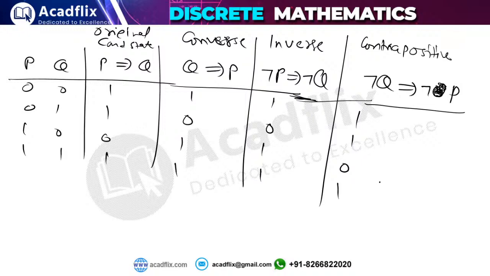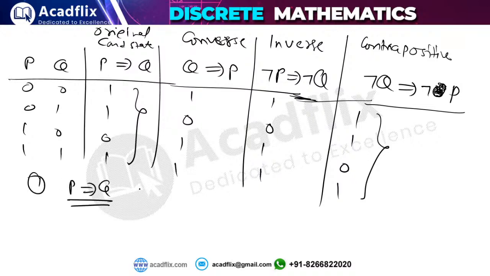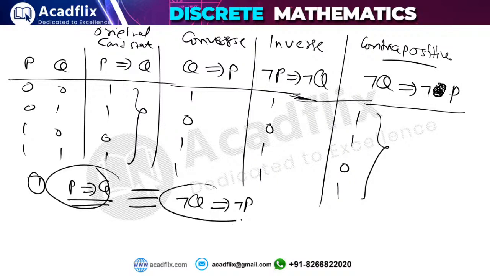Few things you should note. What are the things you should note? If you see the original conditional statement, that is 1 1 0 1, and the contrapositive is also 1 1 0 1. So the first thing you can notice is that P implies Q, the original conditional statement, is equivalent to its contrapositive, not Q implies not P, because both have the same truth table.